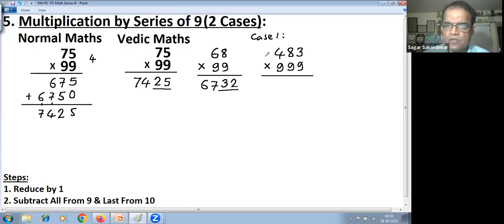Then we'll go for case 2. So steps remain the same. Reduce by 1. When it's reduced by 1, this last digit will reduce by 1. Other digits will remain same. 4, 8, and last digit 3 will become 2. Second part, subtract all from 9, last from 10. 9 minus 4 is 5, 9 minus 8 is 1, and last from 10.